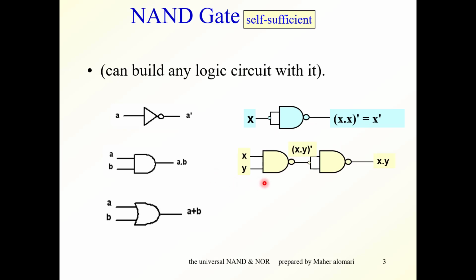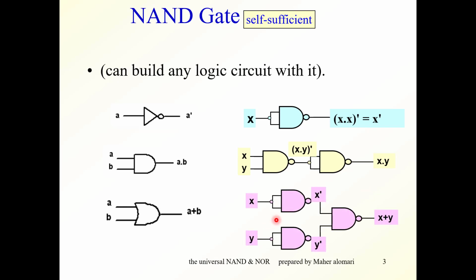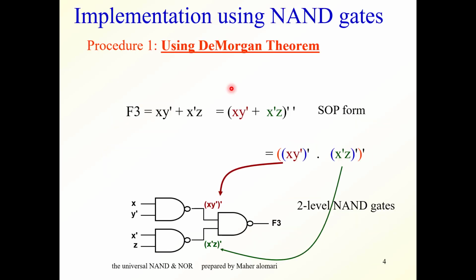The AND gate can be implemented by two NANDs. This is the first NAND, followed by an inverter. Here the output is X dot Y, complemented, and here we take the complement of this, which will lead to this. The OR gate can be implemented this way. We have an inverter on each input, here we get X bar, and we have a NAND gate here, the output of which is X or Y.